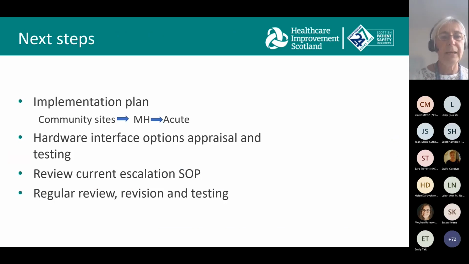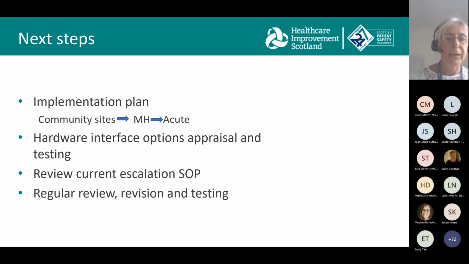Our implementation plan involves scaling up through our other community sites, and then probably to our mental health hospital before coming into acute. And before we get into acute, we absolutely have to have a better hardware interface option, with handheld devices. And we're also looking at the ability to directly interface our Hewlett-Packard Welch Allyn monitoring devices into the TrakCare system.